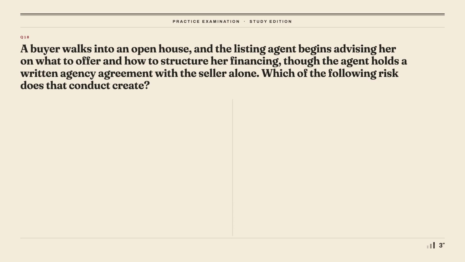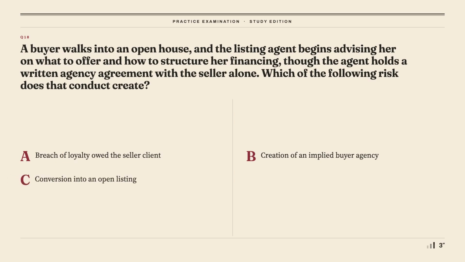Your options are A. Breach of loyalty owed the seller client. B. Creation of an implied buyer agency. C. Conversion into an open listing. D. Loss of the broker's commission right. Take a second. Which answer would you pick?